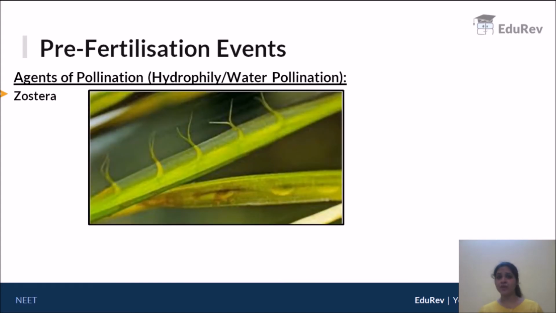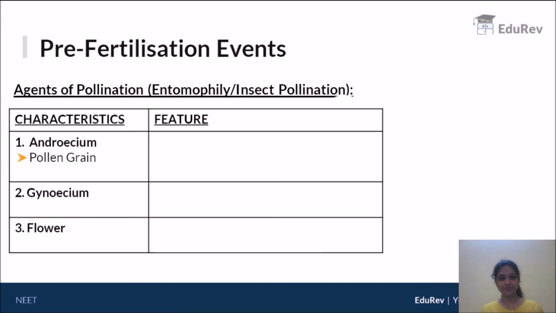Now, Zostera is a marine plant. What we need to remember is that in Zostera, you have a ribbon-shaped pollen grain. Here you have a figure that shows you the thin and slender, ribbon-shaped pollen grain that moves in water.